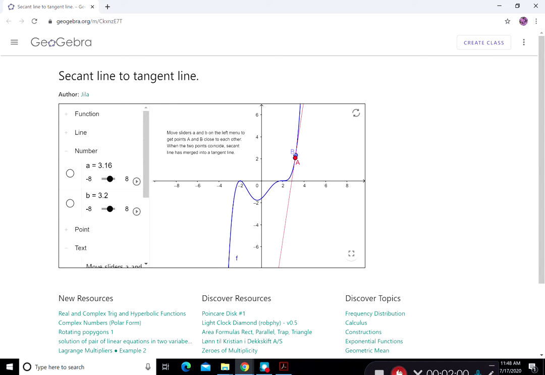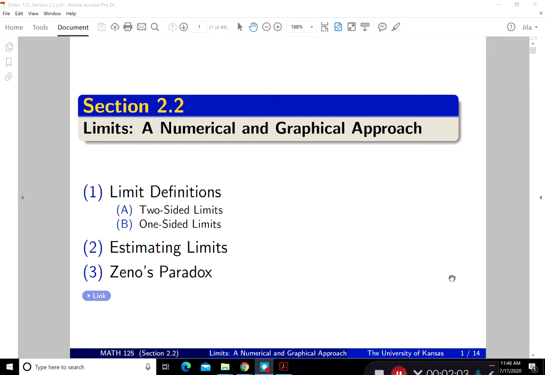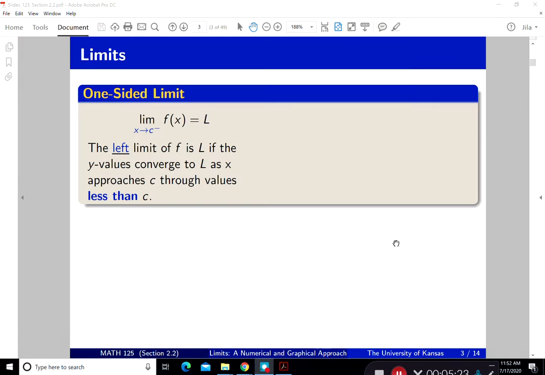Now, in this section, we define the limit a little bit more formally, using two-sided and one-sided limit definitions, and then we start estimating limits and giving you more tools on how to compute the limit, because 2.1 was more an application of the limit and one of the ways that we use it in the course. And then 2.2 is more about limits.